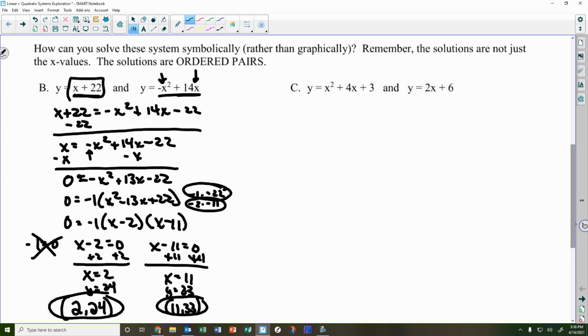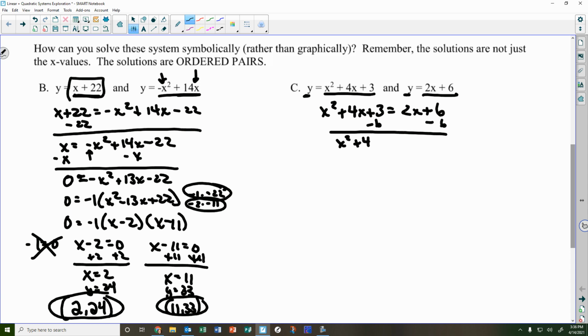Okay. So now how can I graph C symbolically? Well, again, they're both y equals, so I can set the expressions equal to each other. Okay. So we want to get everything to one side. So I'm going to move the 6 over first. When I do that, I get this. And then I'm going to move the 2x over.